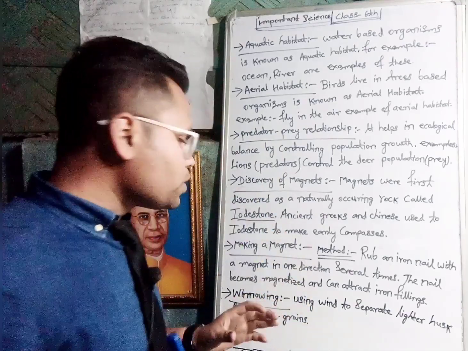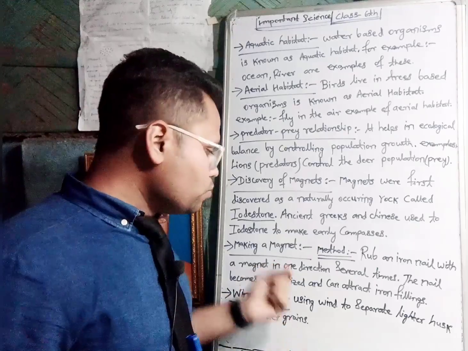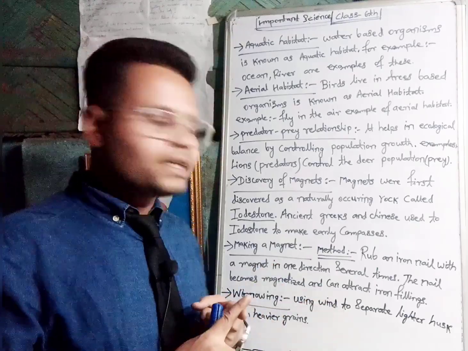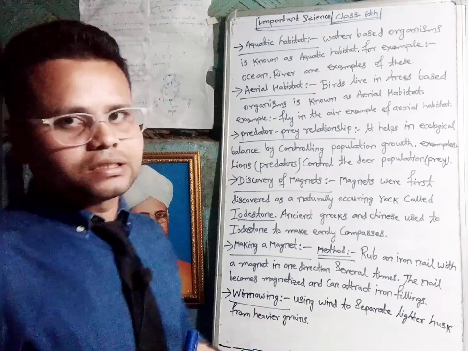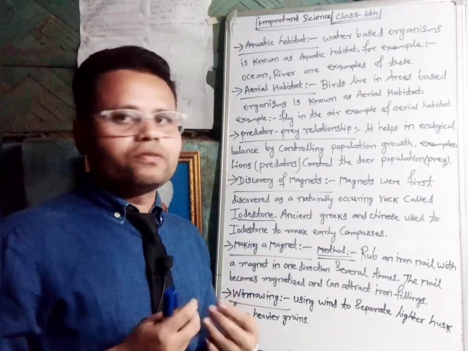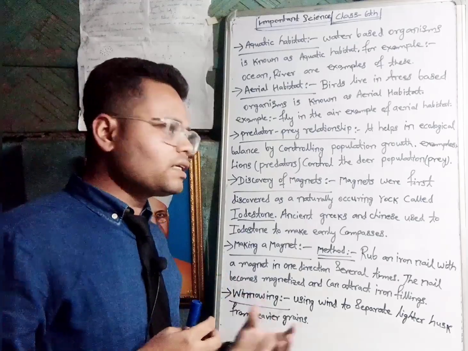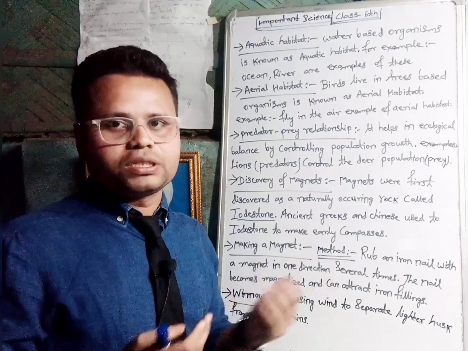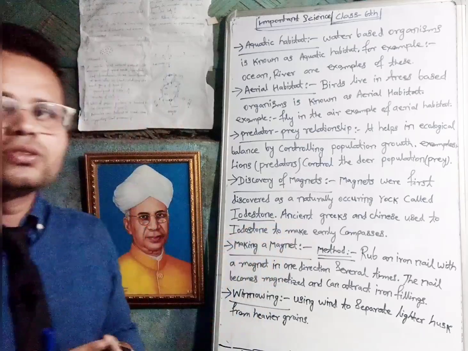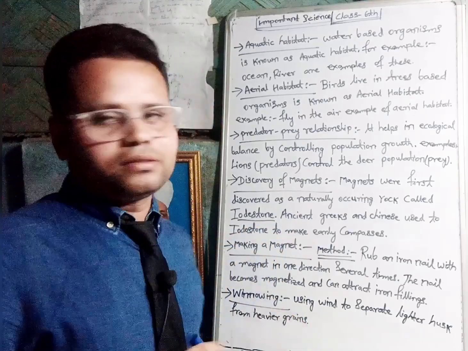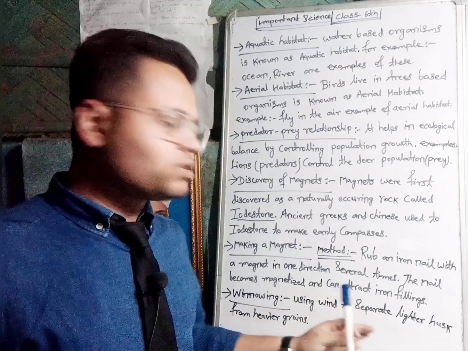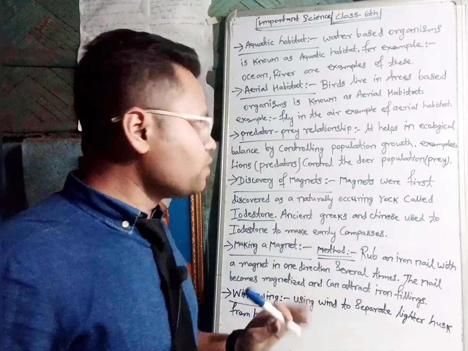After that, we are focusing on winnowing. Using wind to separate lighter husk from the heavier grains. For example, with wheat, we separate the lighter husk from the wheat using a soup, as it is called in Hindi. So using wind to separate lighter husk from heavier grains comes under this.